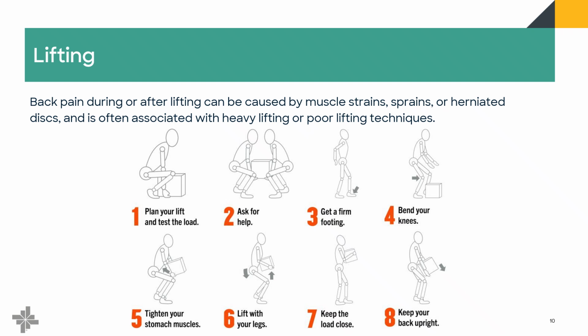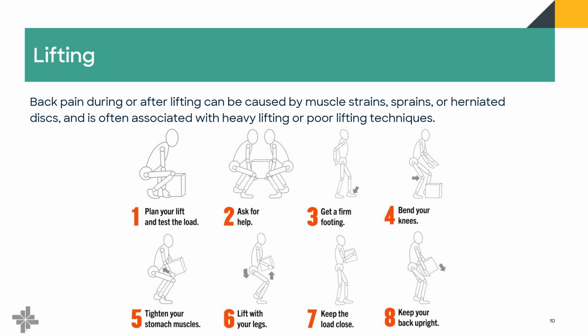Another big one on there is number 4, bending with our knees, and then number 5, tightening with our stomach muscles as well. Can you provide a little bit more insight into why tightening with our stomach muscles, or using those ab muscles, is going to be really important to our back health?